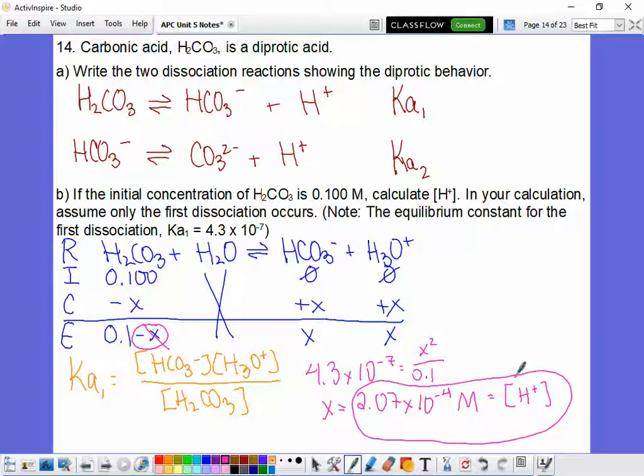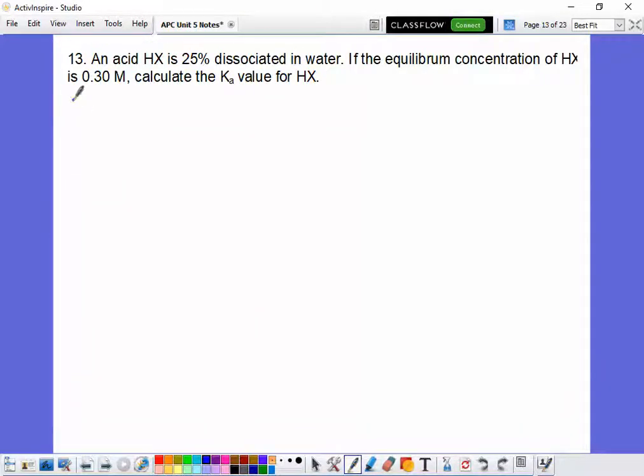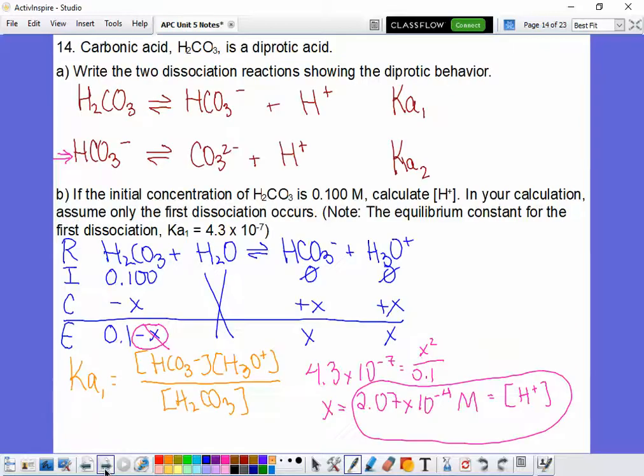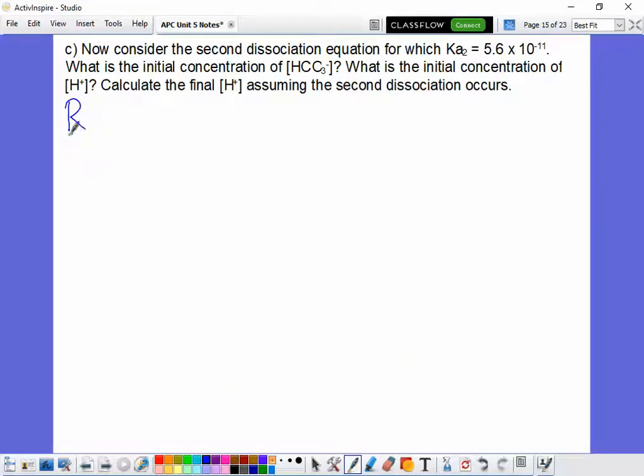Now let's handle the second dissociation. So for letter C, which for me is on the next page, now we're going to be looking at the second dissociation equation. So let's start off by doing the RICE table.